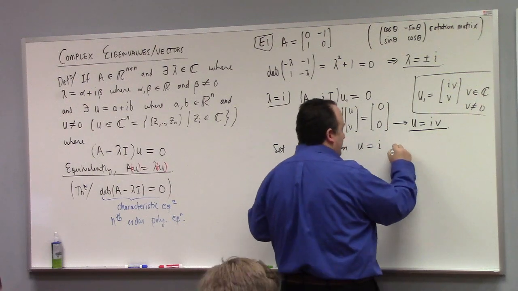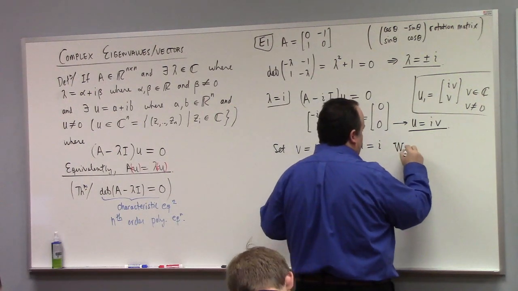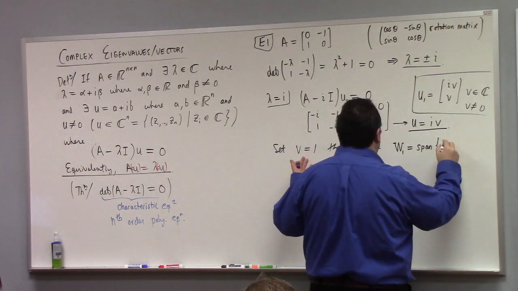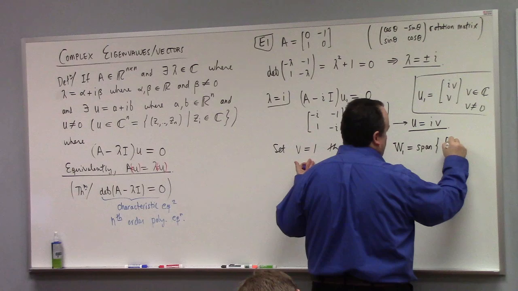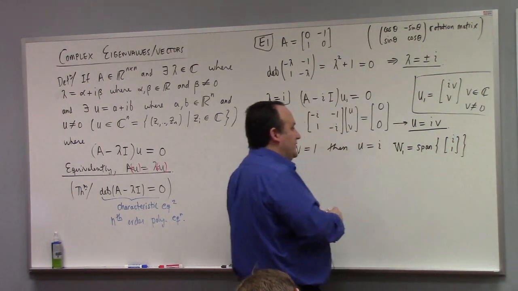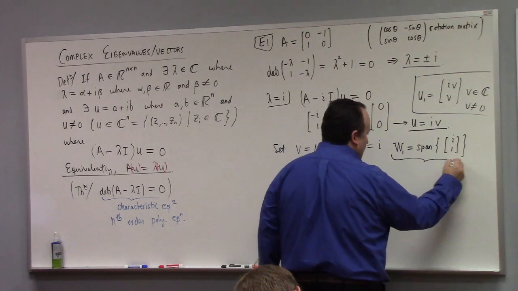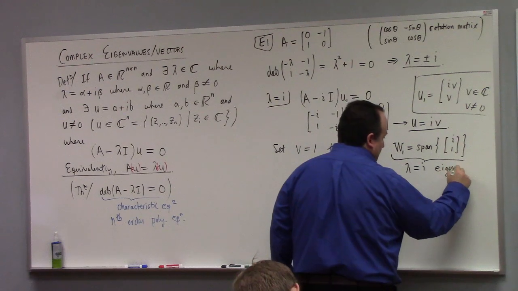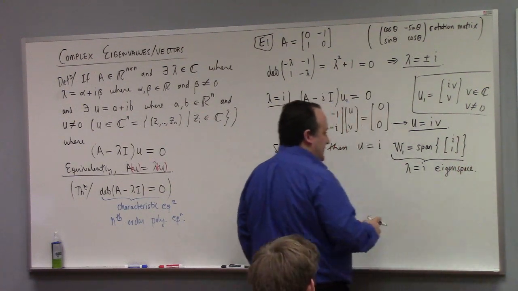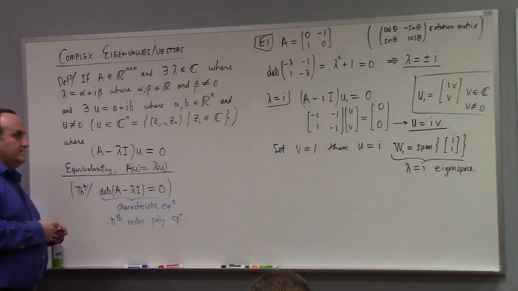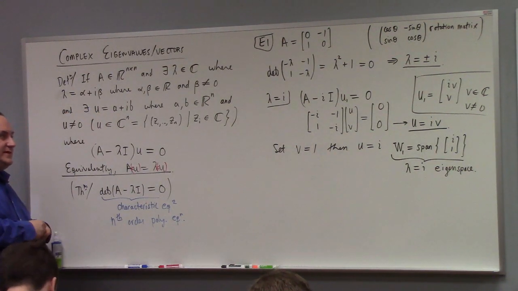So anyway, basically we could say W1 in this case is the span of, what's my vector? I got i and 1, all right? So this is the lambda equals i eigenspace, for what it's worth. I don't talk about that one too much in this context, but just to be consistent with my earlier discussion.